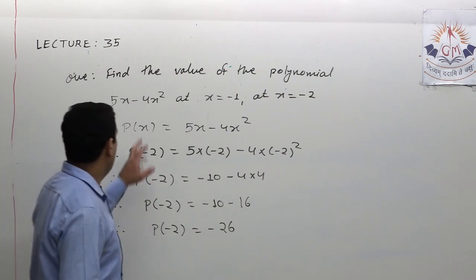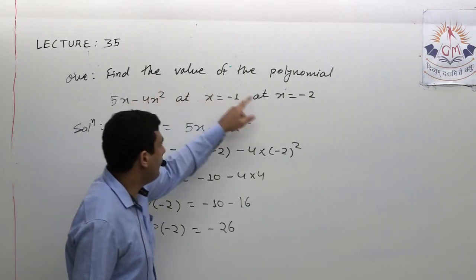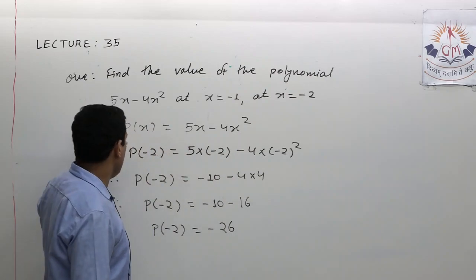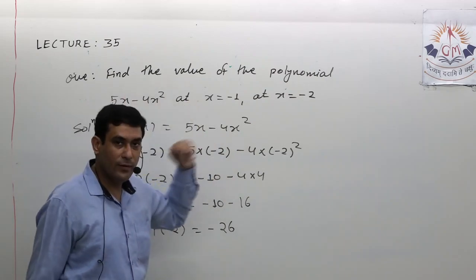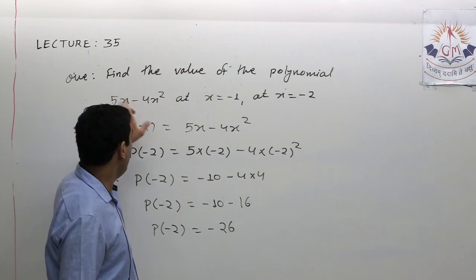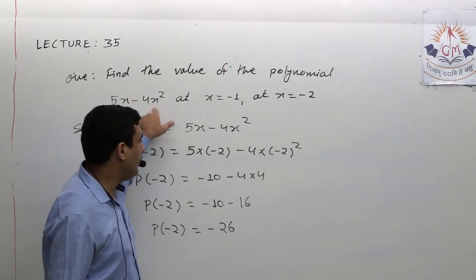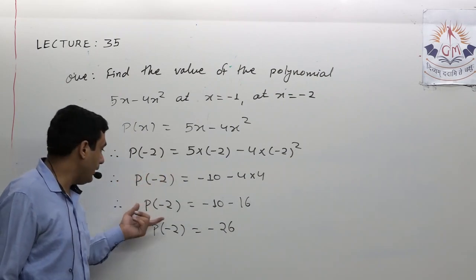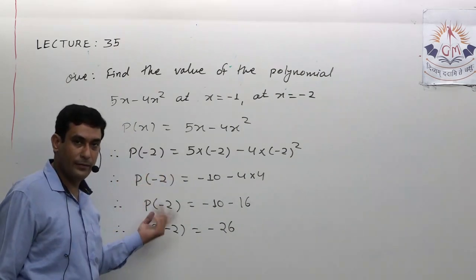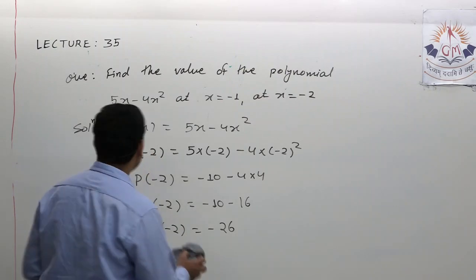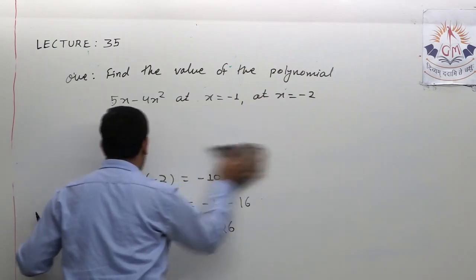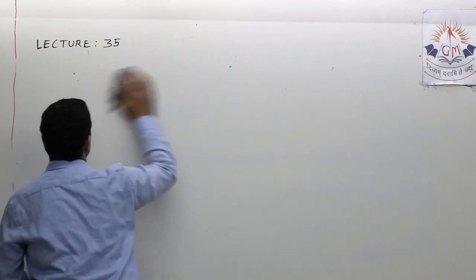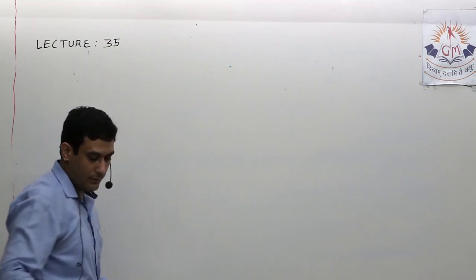Here the question is to find the value of the polynomial at x equal to minus 1, minus 2 and so on. This question can be framed in that way: if p(x) equals this, then find the value of p of minus 2, or evaluate the value of p of minus 3 and so on. So the same question can be framed in a different way. Let us see one question in a different frame.